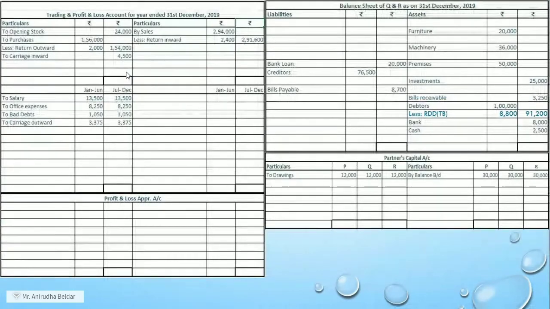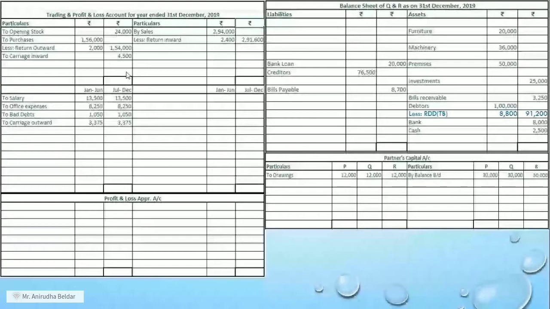Then next we'll transfer all the items to the final account, that is opening stock, sales, purchases, less returns, expenses. We will divide into two periods, that is January to June and July to December. Likewise, we have other assets as well as liabilities we have recorded into the balance sheet, and opening balance and drawing are recorded to the partners capital account.